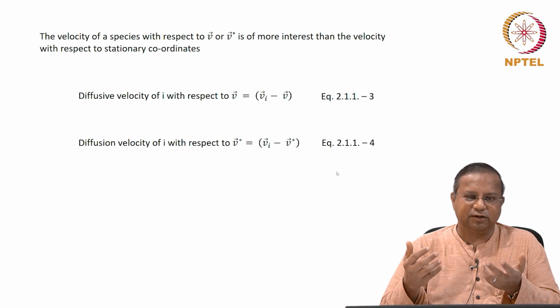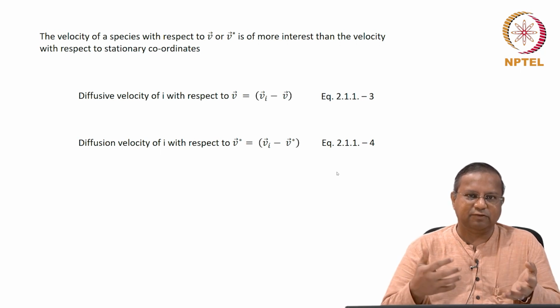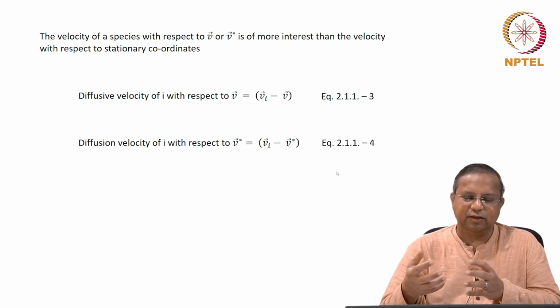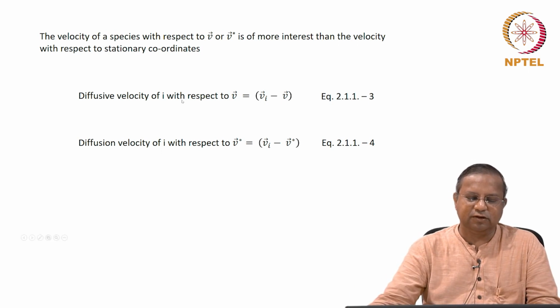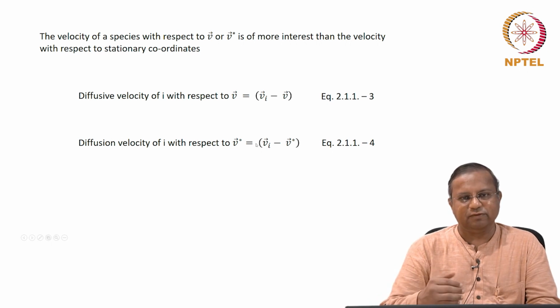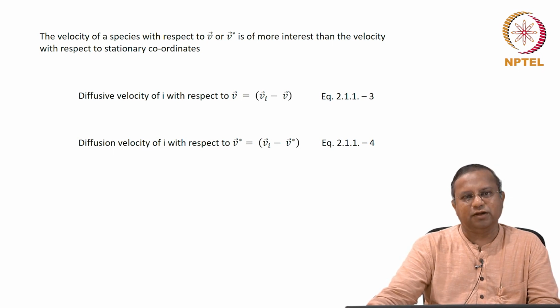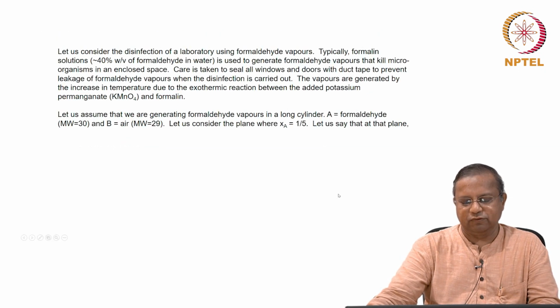We have just looked at averages, mass average velocity, molar average velocity of a certain species I, and then we also saw the difference, that is the diffusion velocity of I with respect to V or diffusion velocity of I with respect to V star. These are the only definitions that we have seen. So, let us start using this so that we become more comfortable in its use. To do that, let us look at a problem.